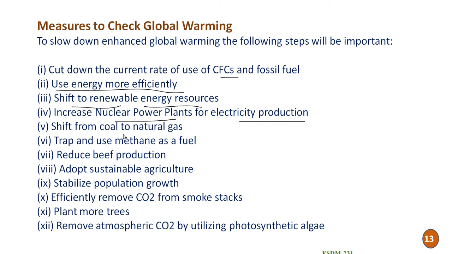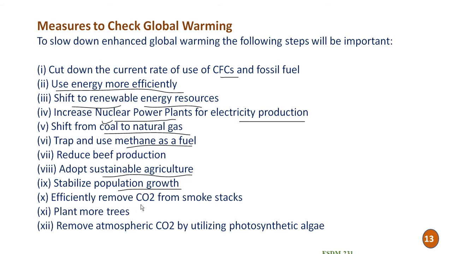Then shift from coal to natural gas, as coal is the main culprit polluting the air, water and soil. Then trap and use methane as an alternative source of fuel, so that the pollutants released from automobiles are checked. Then reduce beef production, and adopt sustainable agriculture practices so that the balance is maintained. Then stabilize population growth, which is a major cause of depleting resources and heavy use of these resources.